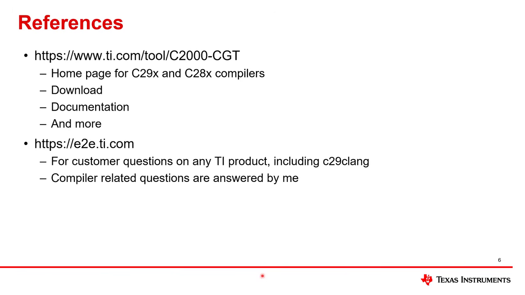I want to close this video with two references. The first one is to the homepage for the C29X and C28X compilers. This is the web address. On most browsers, you can start here. You type in ti.com/tool, and then you have to match capitalization and everything on this. C2000-CGT. CGT stands for Code Generation Tools. You can download the compilers, access the documentation, and other details like that.